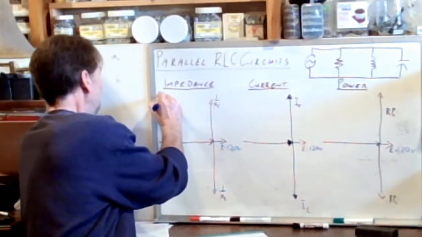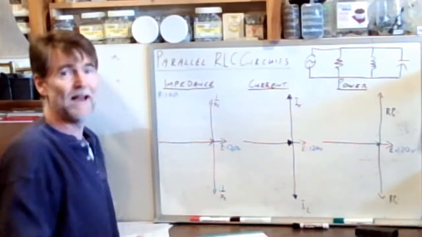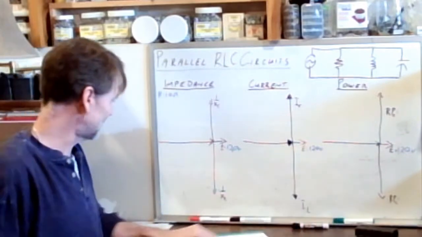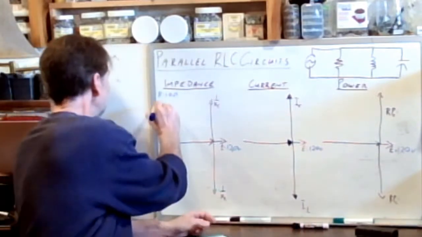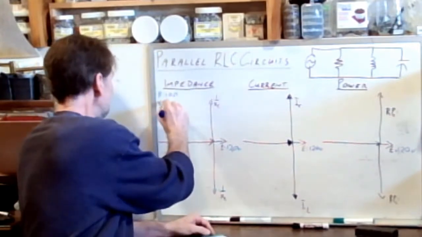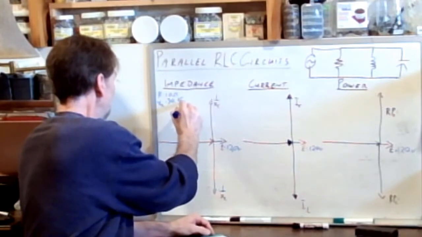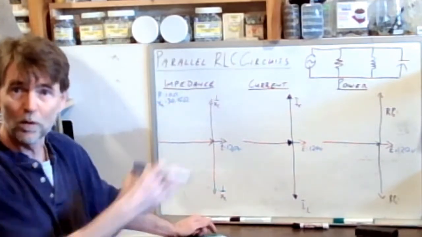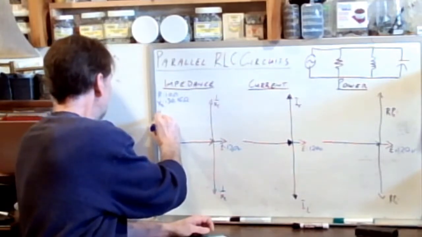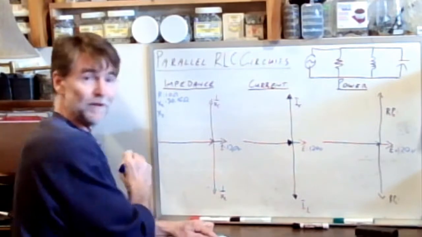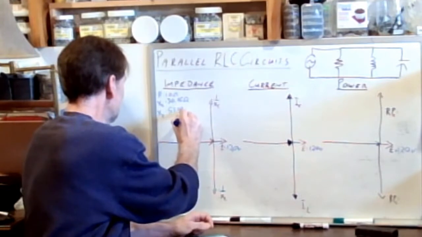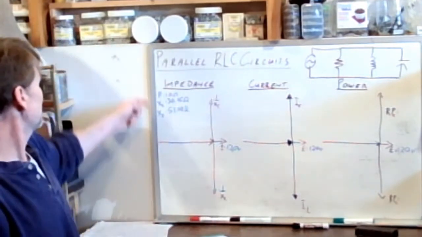We have R equals 10 ohms, okay, and I've done the math to calculate for XL and XC. So XL equals 30.16 ohms. That's a number that we've calculated before in many of these examples, as well as XC, okay, which is 53.03 ohms. Okay, so there's our three resistances.